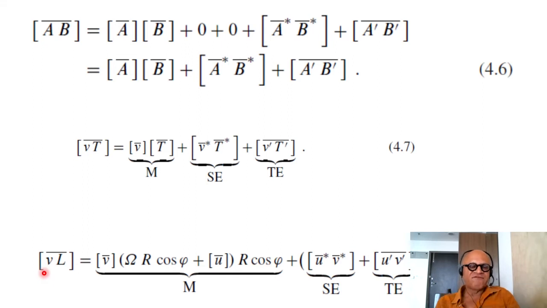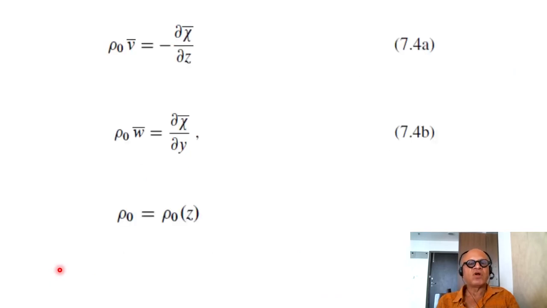Zonal mean meridional V times L, the angular momentum averaged in time and averaged in space, gives us the V bar square bracket term with omega r cosine phi plus U bar spatial average times r cosine phi, which is the mean angular momentum transport, plus you get a stationary eddy contribution and a transient eddy contribution at any latitude phi. Okay, we didn't do any magic. It's exactly the same derivation, which you can do by using the expression for L that we wrote before.